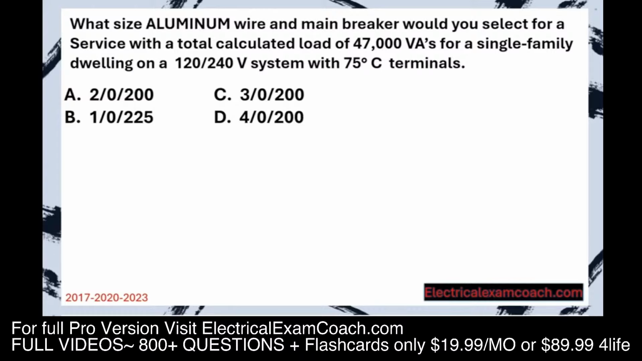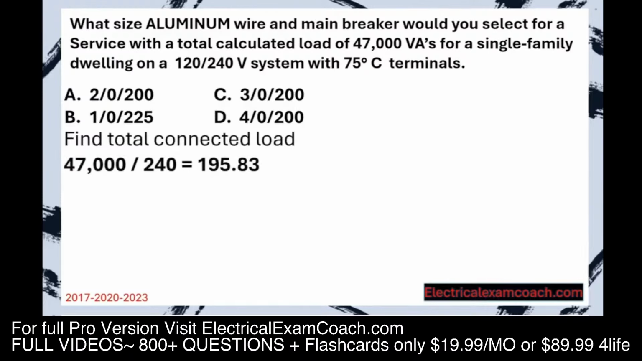What size aluminum wire and main breaker would you select for a service with a total calculated load of 47,000 VA for a single family dwelling on a 120/240 volt system with 75 degree C terminals? Step 1, we're going to find our total connected load. In this case, they've given it to us, and we're just going to divide, just like we did before.